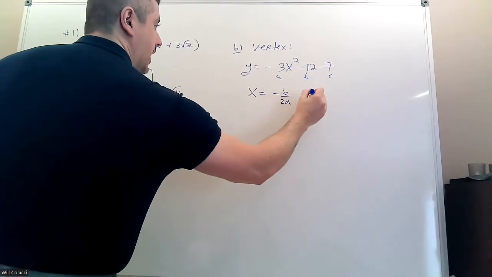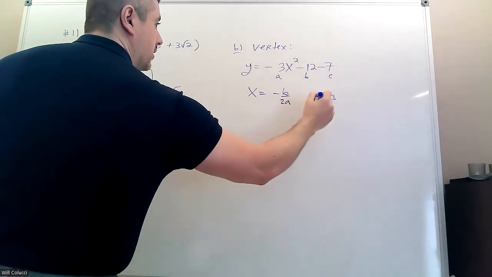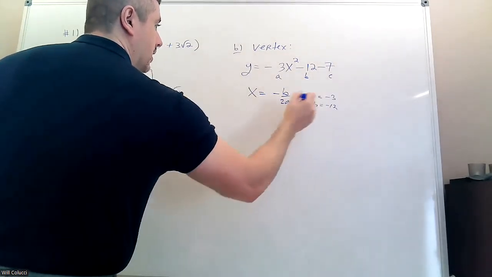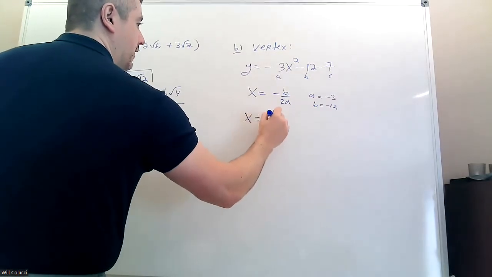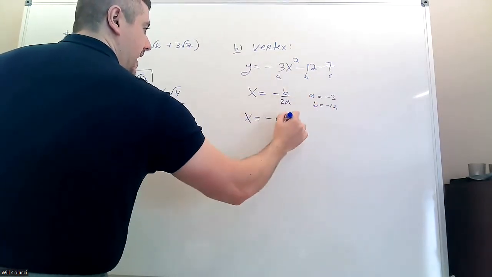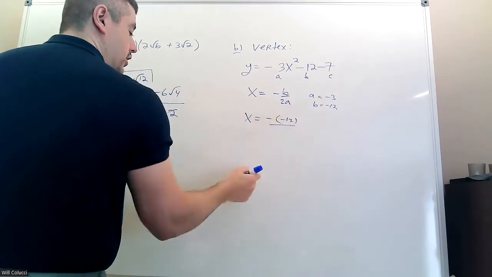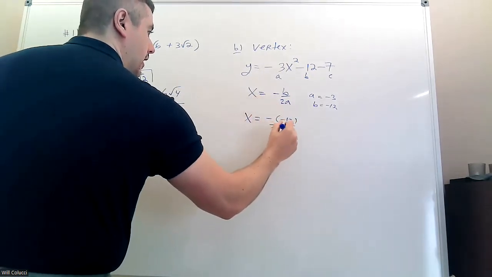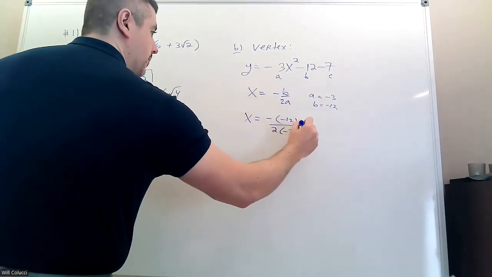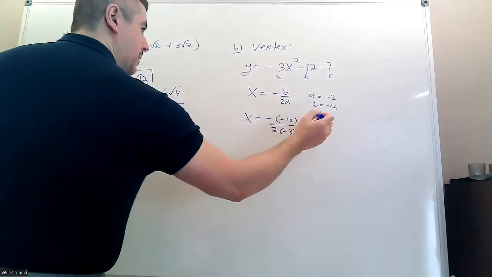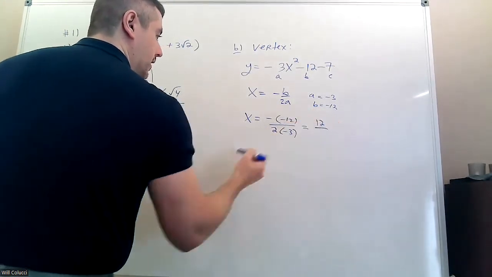So I have that a is negative 3. Just be very careful with the signs. And I have that b is negative 12. So now when you plug in, I want to see it done very precisely. B is negative 12. So you're doing minus 12. And on the bottom, you have a is negative 3. The negative and the negative make a positive. So you have positive 12 on the top.